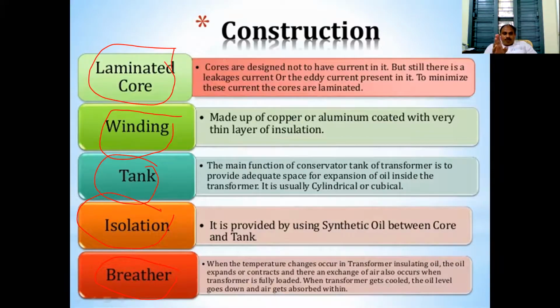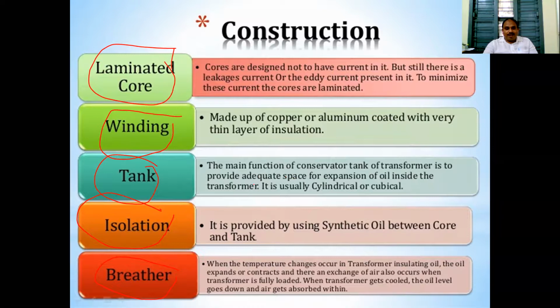The purpose of the core is that it provides mechanical support as well as a low reluctance path. Core purposes in transformers are two. One, it provides a low reluctance path for magnetic flux between the primary winding and secondary winding. Second, it provides mechanical support to the windings. Windings are wound on the core.